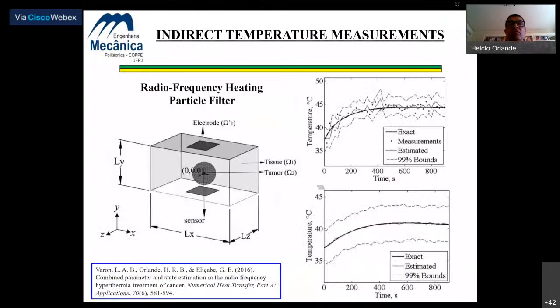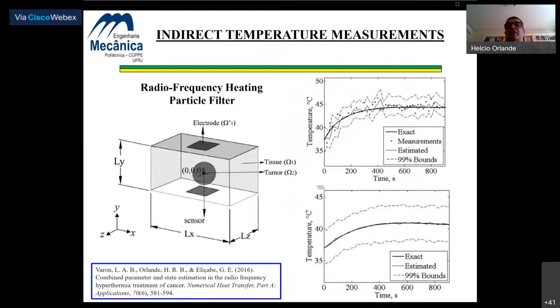Now, I would like to present some of our past and current works. In this example, a sphere that simulates a tumor inside the healthy tissue contains nanoparticles, and it's heated by radio frequency through electrodes located on the surface of this region. The transient temperature field in the whole region is recovered by solving the state estimation problem with the particle filter, by using the measurement of one single intrusive sensor located inside the tumor.